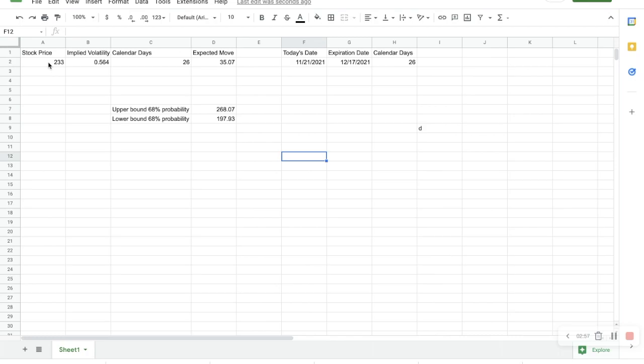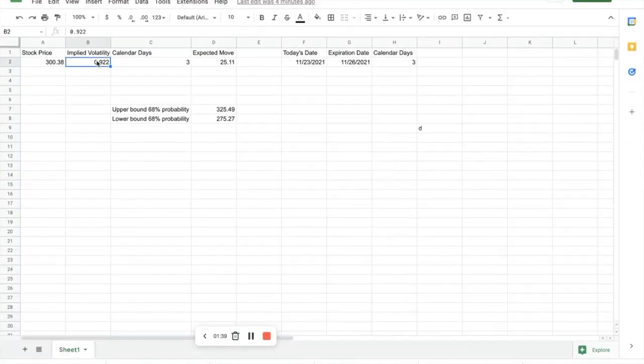Roku is currently trading at $233. This is the date, this is the expiration date, and this is the number of calendar days, so we populated 26 there. So we have our days, our implied volatility, and our stock price, and this is our expected move, $35. That $35 gets added to our current stock price to give us our upper bound with a 68% probability, and you also subtract that $35 from 233 to give us the lower bound.